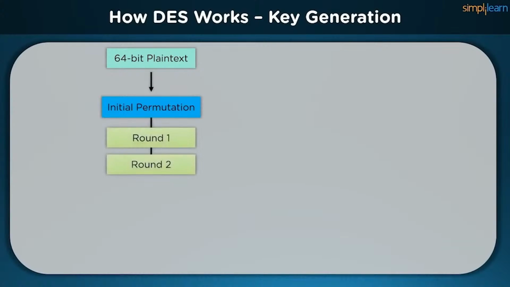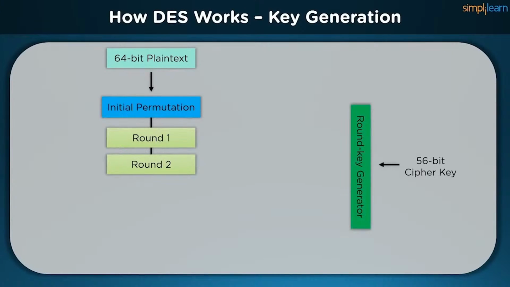There are multiple rounds in the DES algorithm, namely 16 rounds of the Feistel cipher structure. Each of these rounds will need keys. Initially, we take a 56-bit cipher key, but it is a single key. We pass it on to a round key generator, which generates 16 different keys, one for each round that the Feistel cipher is being run.